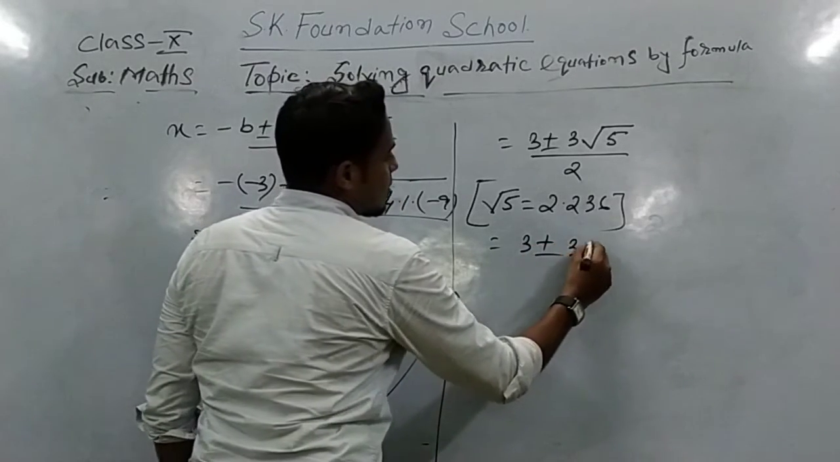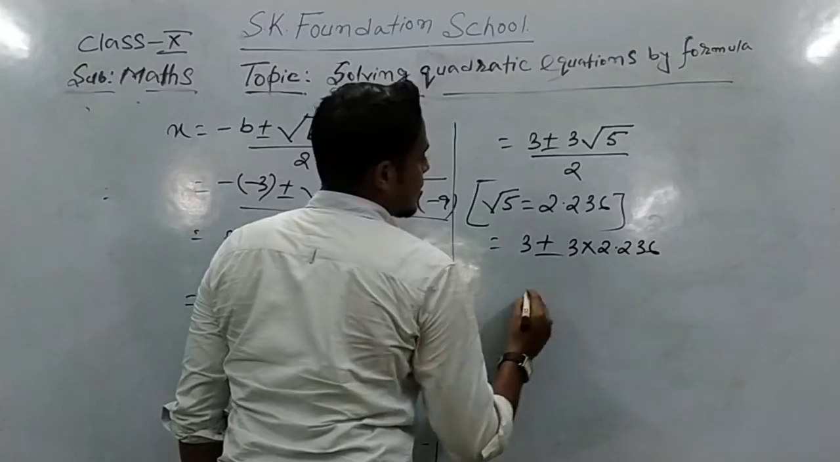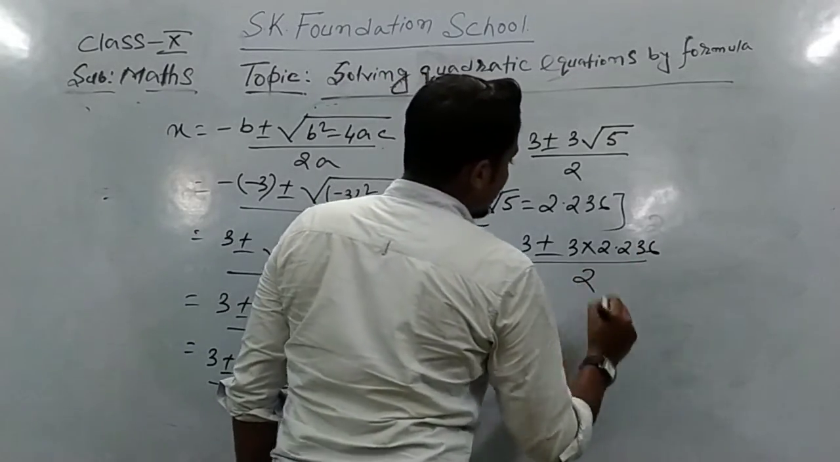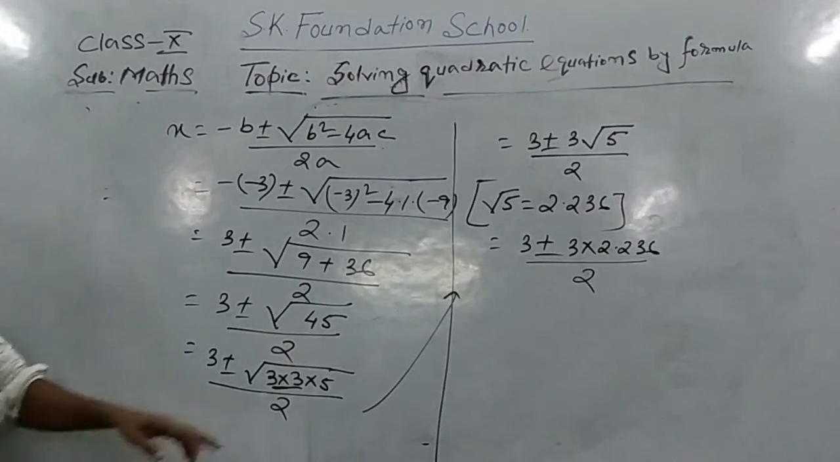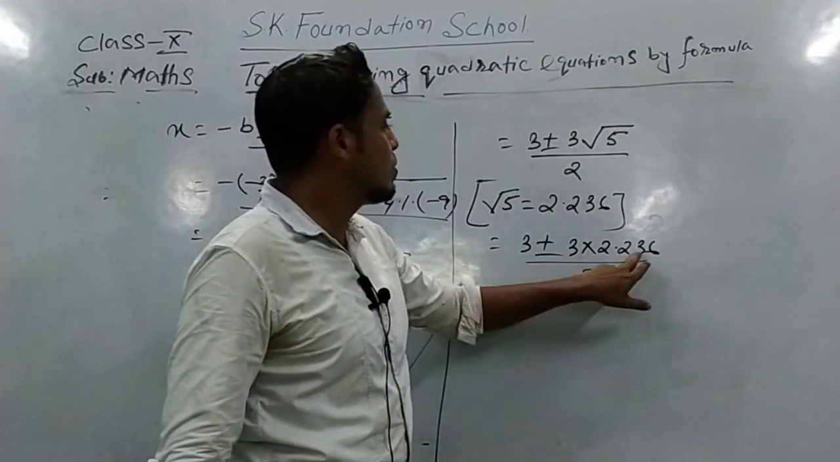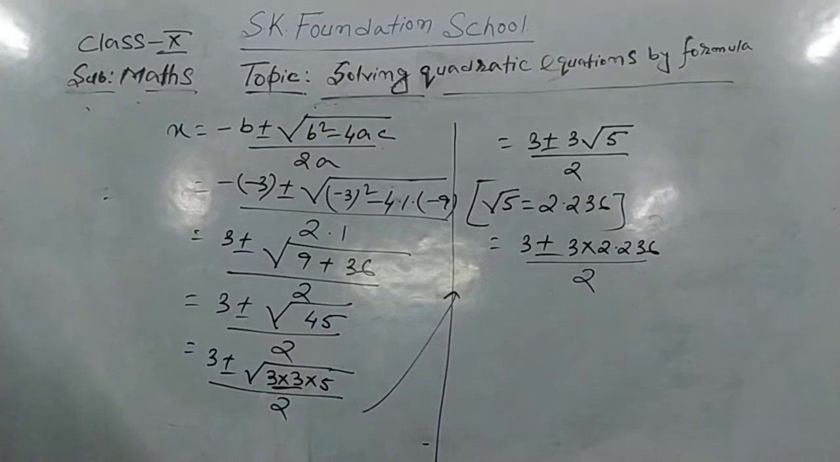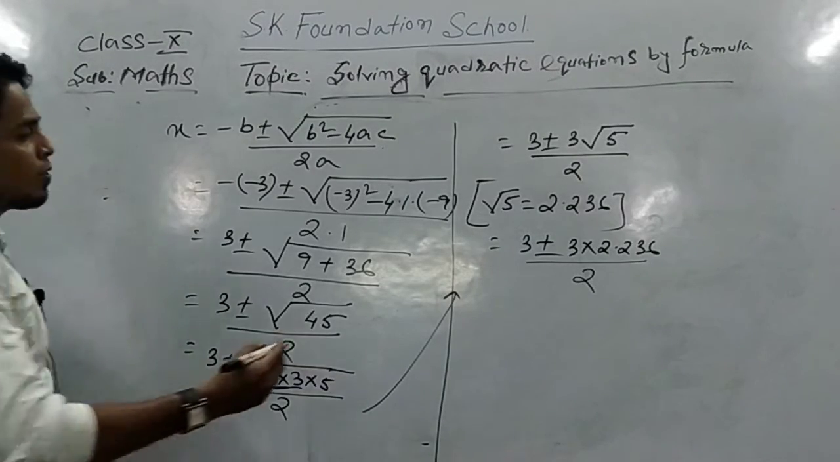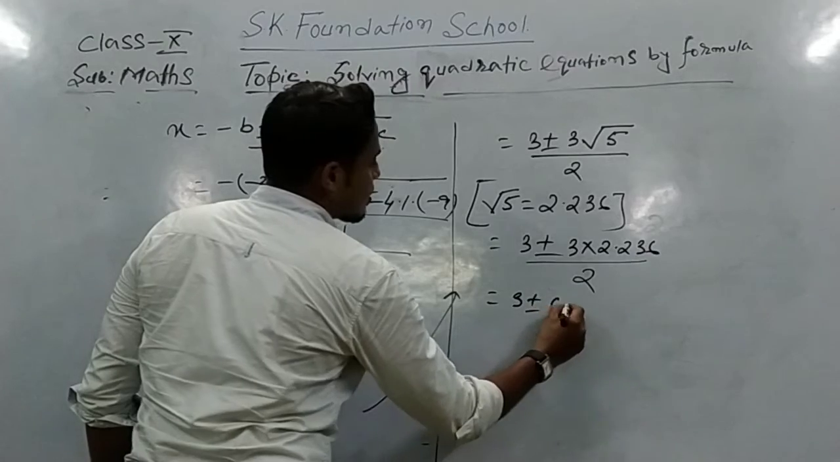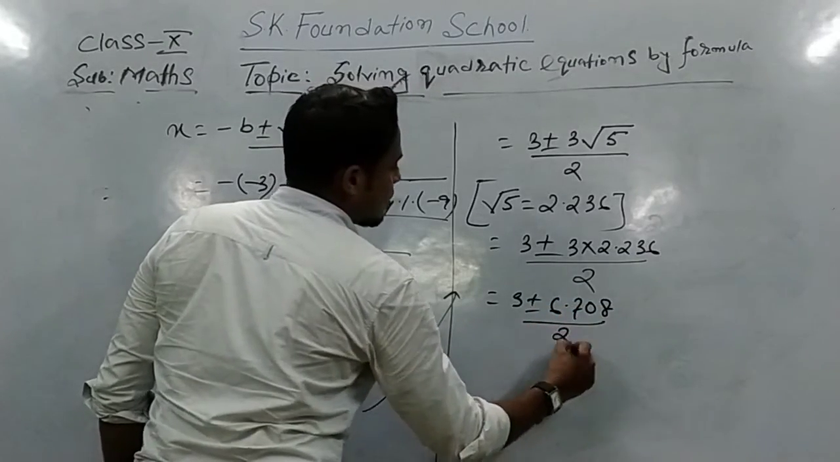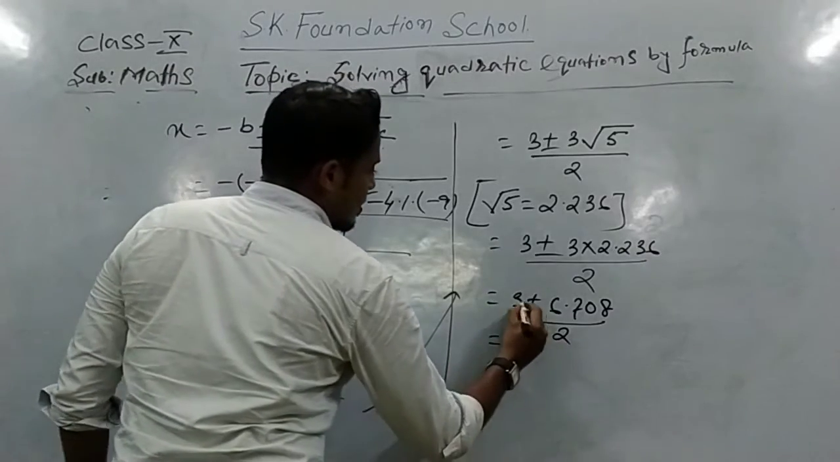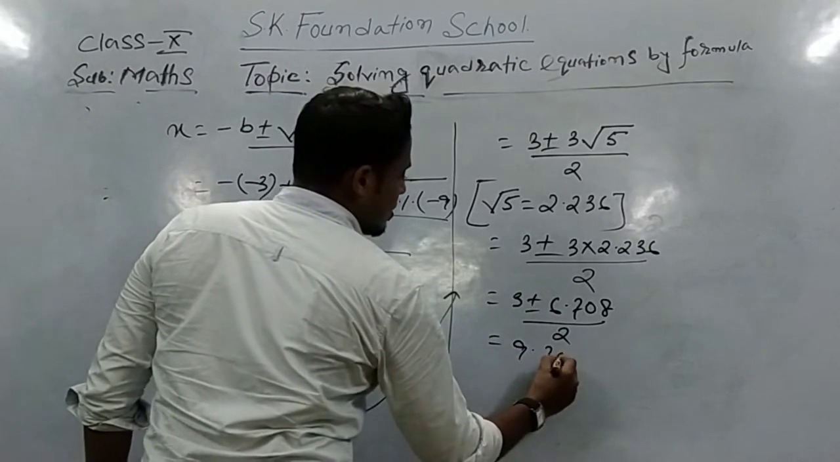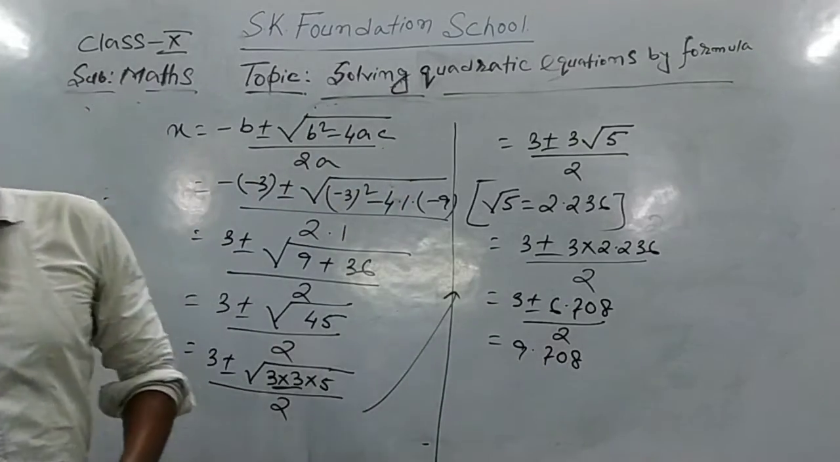So 3 plus minus 3 into 2.236 by 2, right? First I am going to multiply 3 into 2.236, so it will be 6.708. So 3 plus minus 6.708 by 2.